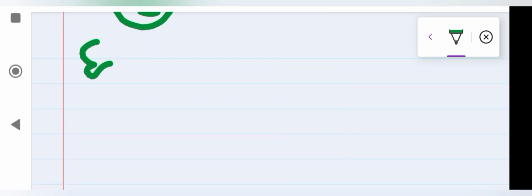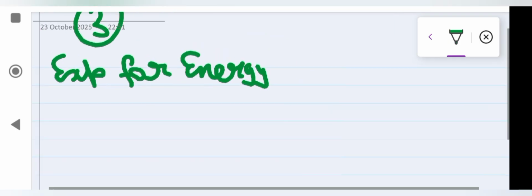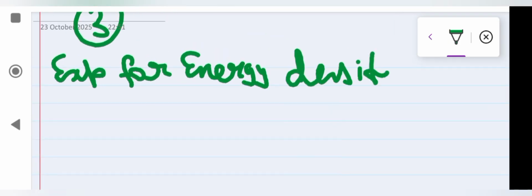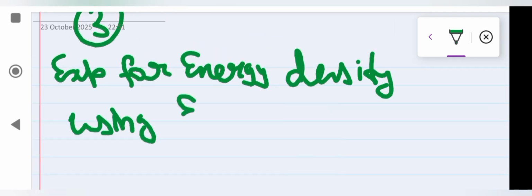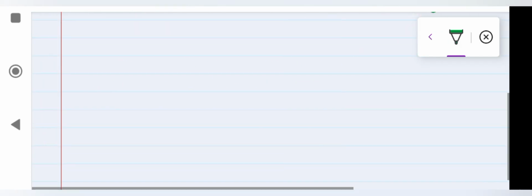Part 3 of laser and fiber optics, and we're doing a derivation in this video, which is the expression for energy density using Einstein's coefficients. Let's quickly start. E1 is the low energy level. E2 is the high energy level. N1 is the number of atoms present in E1, and N2 is the number of atoms present in E2. U nu is the energy density with frequency nu. Okay, this is all the things you have to know.